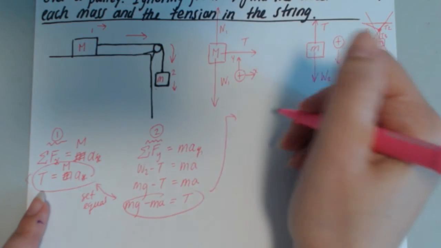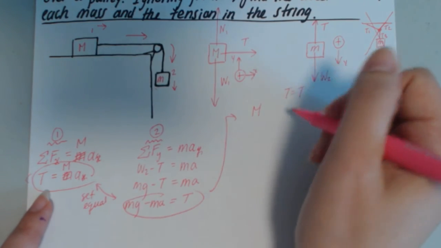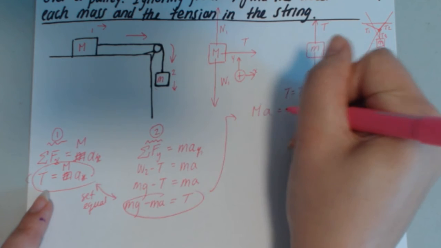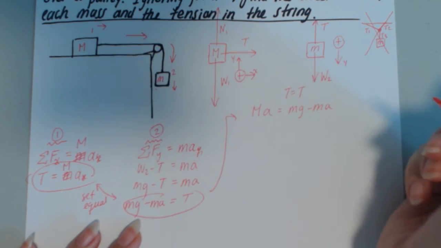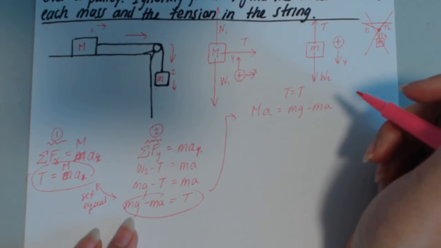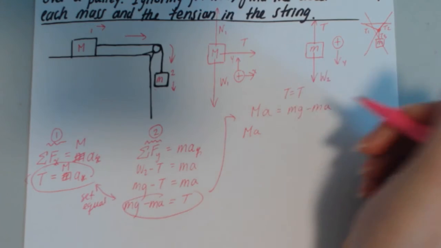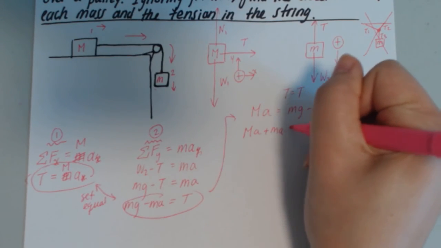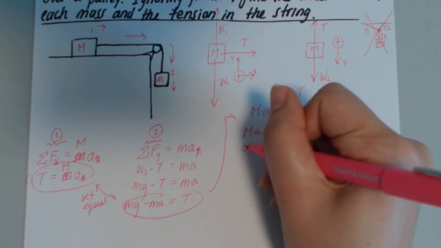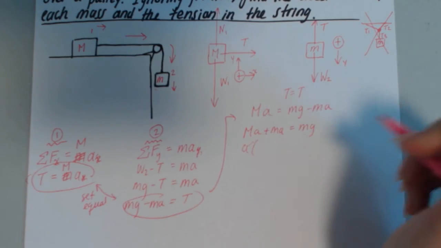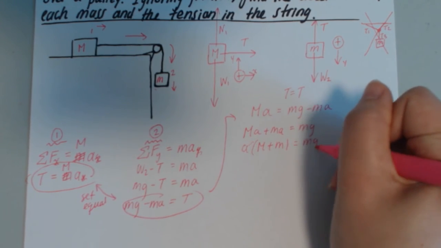So here we go. We have T is equal to T. This T is capital M times a, and the other T is little m times g minus little m times a. We're trying to isolate for a, so get all the a's on one side. So we'll have capital M a plus little m a is equal to little m g. Now you can factor a out. I just didn't want you factoring out mass over here. So you get a times capital M plus little m is equal to little m g.